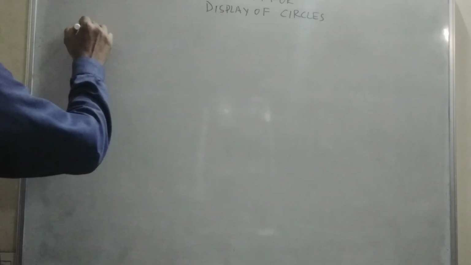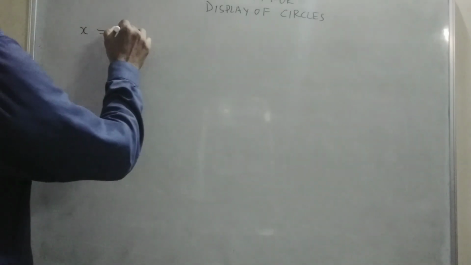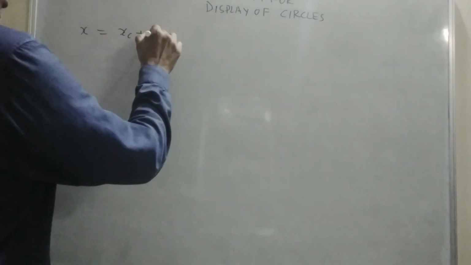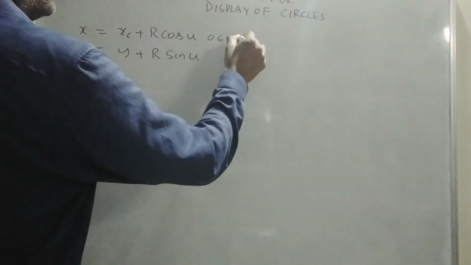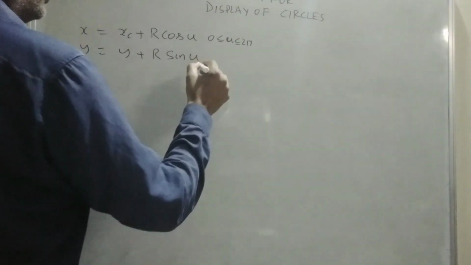I would like to discuss the algorithm for displaying circles in the small video session. Normally, the equation for a circle is x equals xc plus r cos u, y equals yc plus r sin u. Now, u is varying from 0 to less than 2 pi.